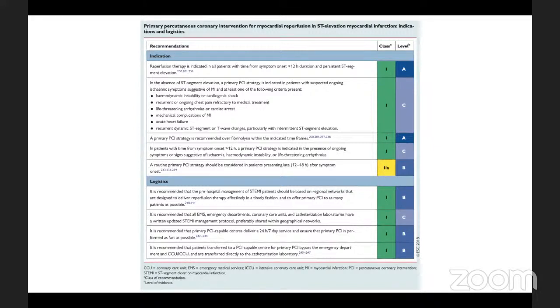ongoing ischemic symptoms suggestive of MI, and at least one of the following criteria present: hemodynamic instability or cardiogenic shock, recurrent or ongoing chest pain refractory to medical treatment, life-threatening arrhythmia or cardiac arrest, mechanical complication, heart failure, recurrent dynamic ST segment or T wave changes, particularly intermittent ST segment elevation. A primary PCI strategy is recommended over fibrinolysis within the indicated time frames.